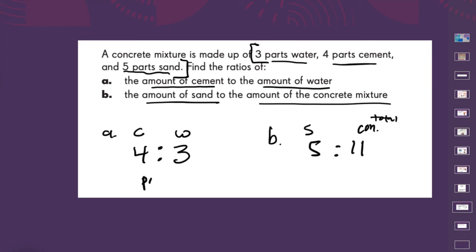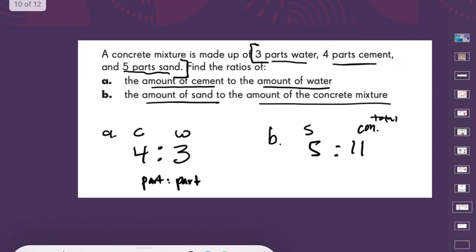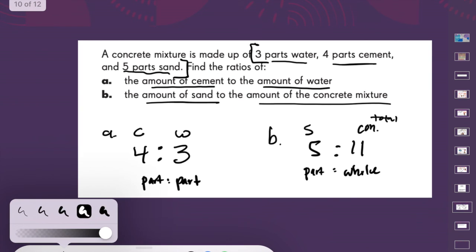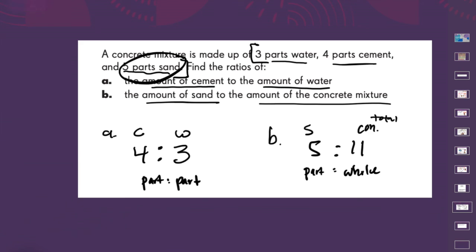So this is an example of a part to part, right? The cement was 1 part of the total. The water was another part of the total. And the second one we looked at is a part to whole. The sand was a part, and the concrete mixture was the whole thing altogether. So it was a comparison of the part to the whole.